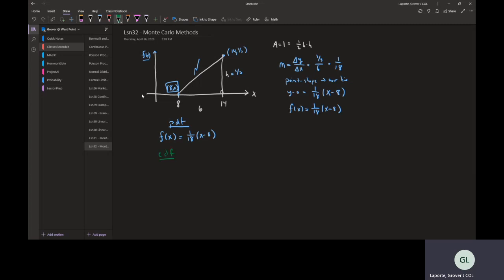We want to find the CDF of these things. Why? Because like I said in the intro there, the purpose of this is to find the CDF and then invert it in order to start producing random variates of this thing. So F of x, capital F of x, is equal to the integral.